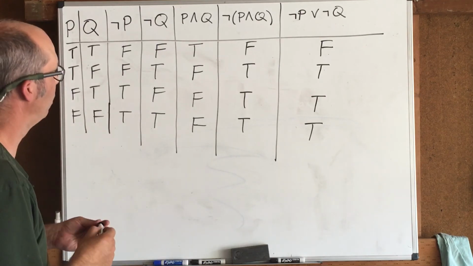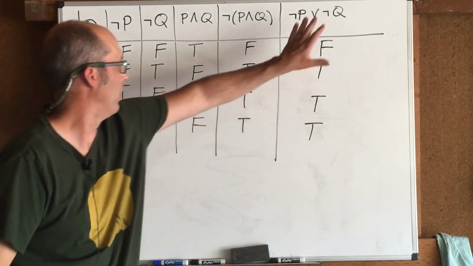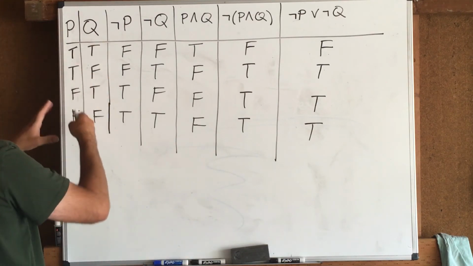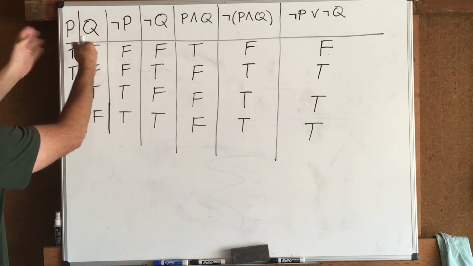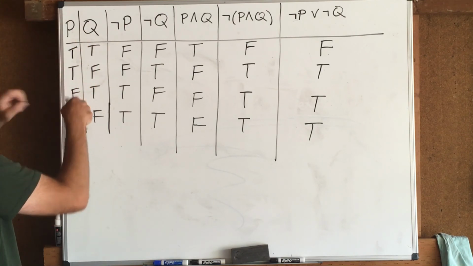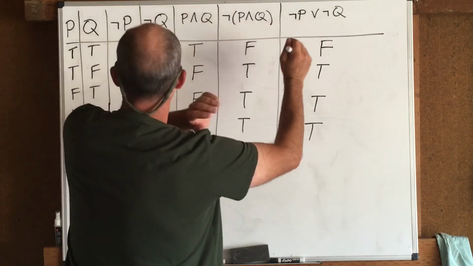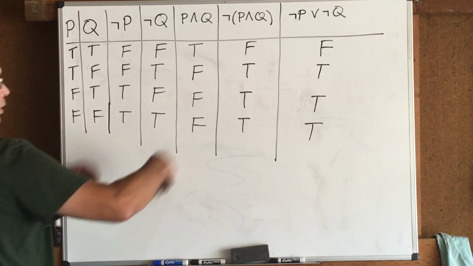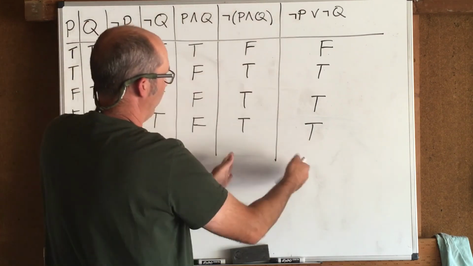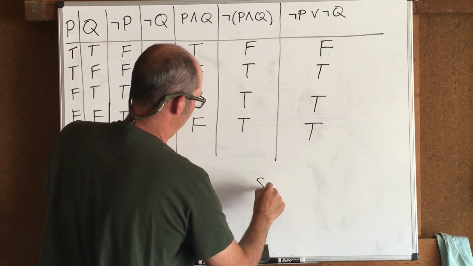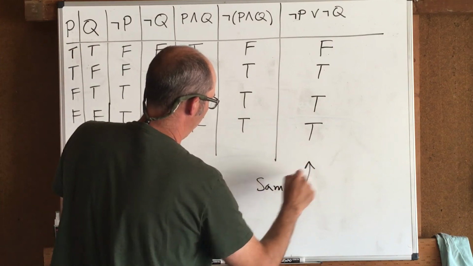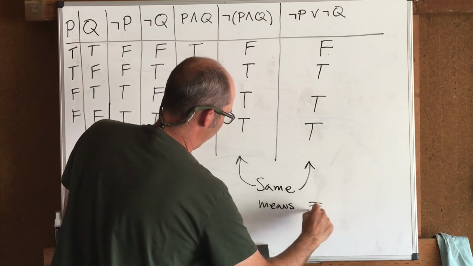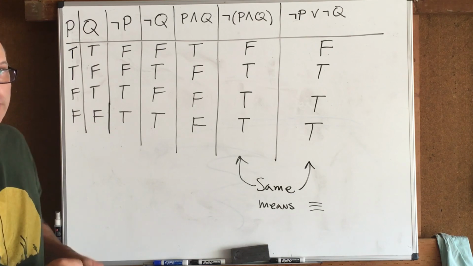Now look, these final two columns are exactly the same, right? No matter what our choice of possible variations, if we have true, true, then they're both false. If we have true, false, then they're both true. We have false, true, and they're both true. False, false, they're both true. They're the same. Same means logically equivalent. This is logically equivalent.